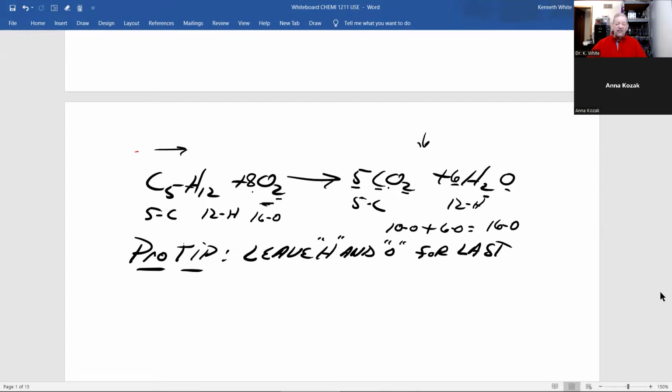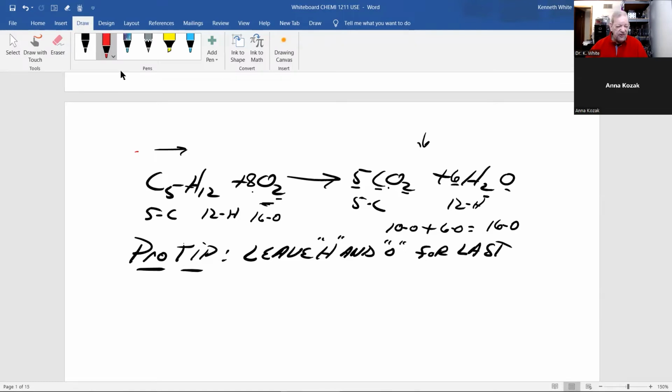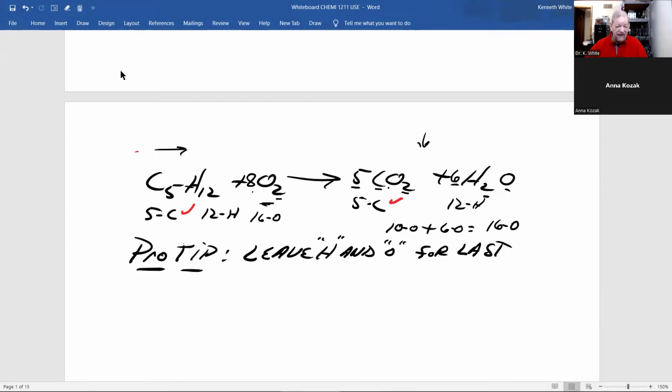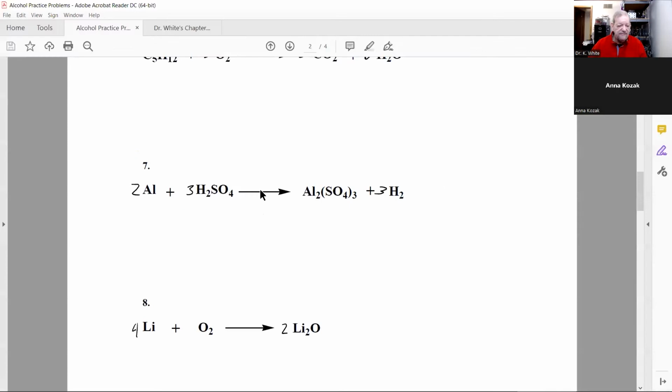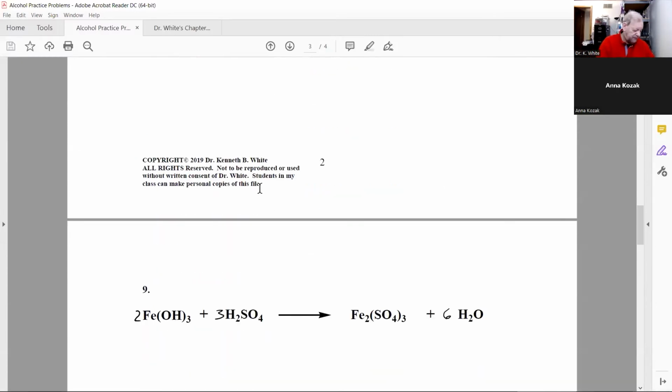And now I look at that and say, is it balanced? And here's how you check. Took the time to write this out. I have 5 carbon, 5 carbon. I have 12 hydrogen, 12 hydrogen, and 16 oxygen, 16 oxygen, success. It's balanced. Now let's try one more. And I got to copy it down correctly so I can transfer it.